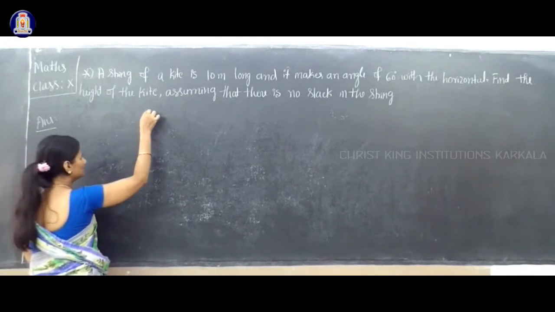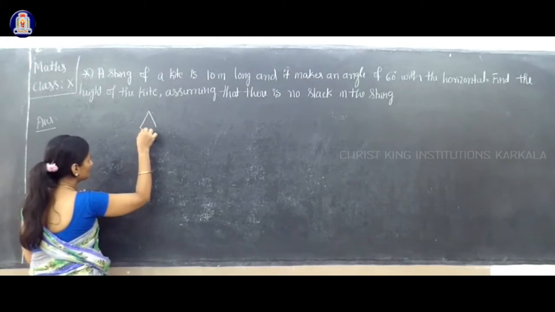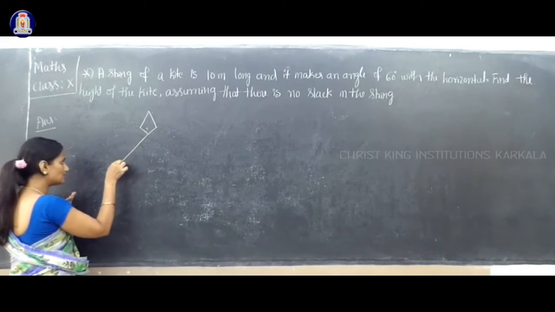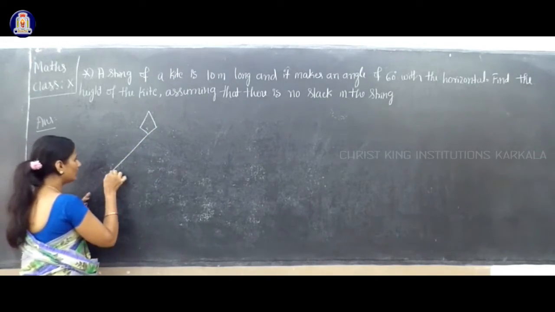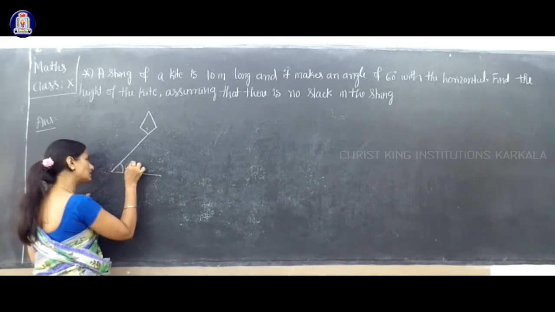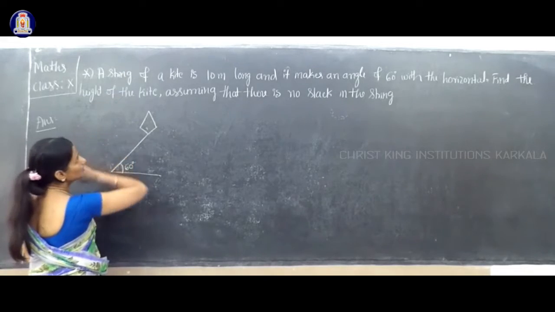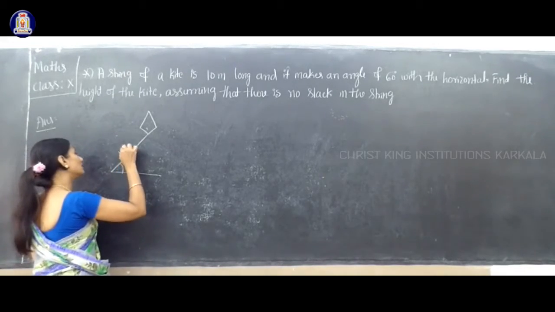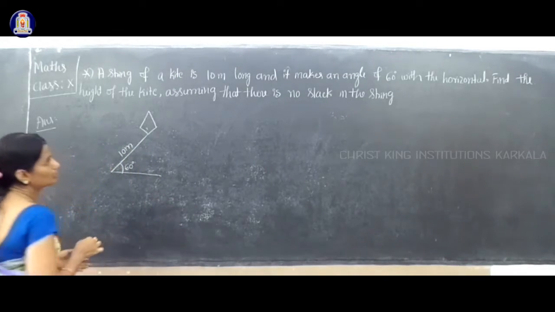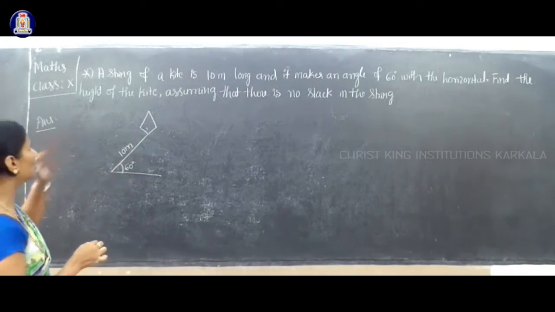Here is a kite, correct? The kite is at some height. This is the string of the kite, and that makes an angle with the horizontal that is equal to 60 degrees. The length of the string is 10 meters. Given this, find the height of the kite.